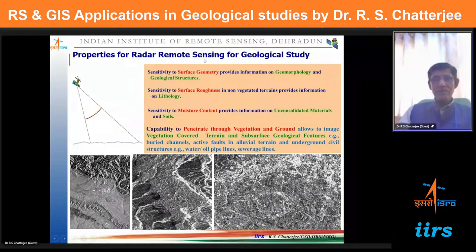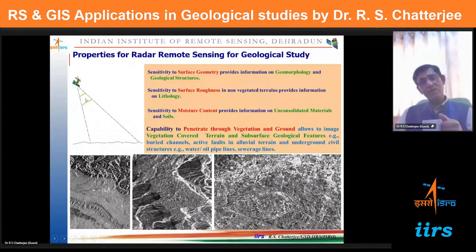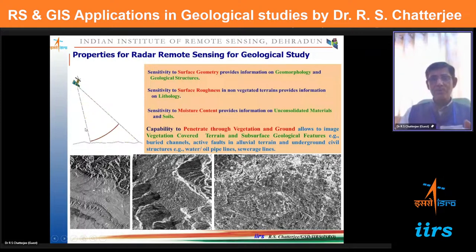Now, what is important in case of radar remote sensing for geological studies is something like this, because you know radar does not look down. They are not nadir looking, but they are off-nadir and side looking. So because of that, they are sensitive to surface geometry.